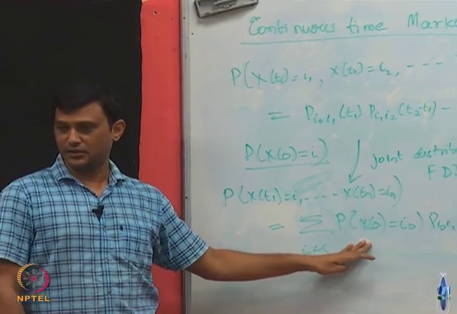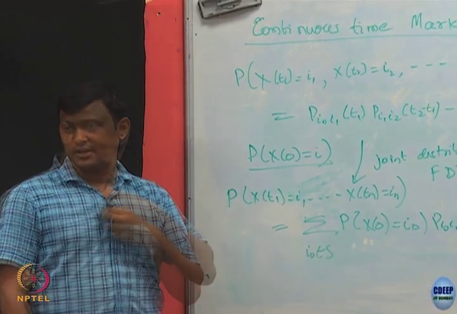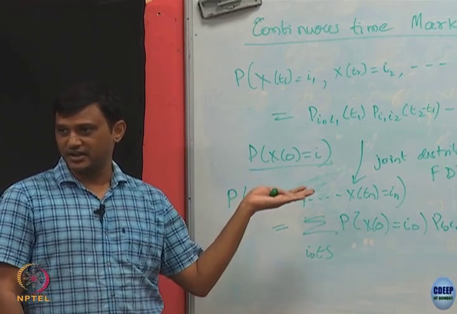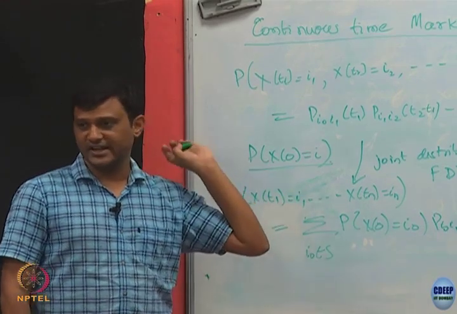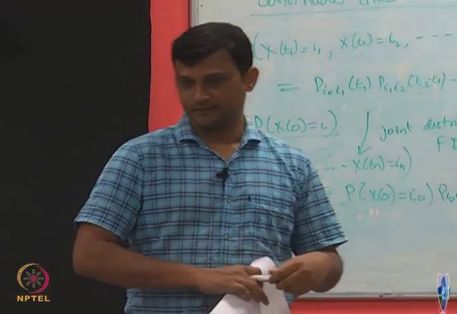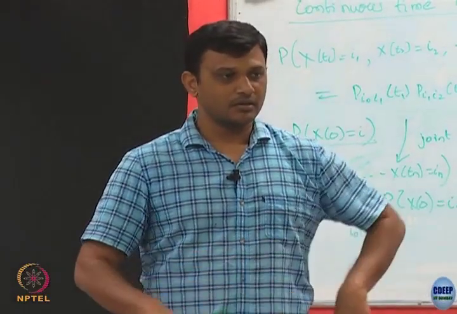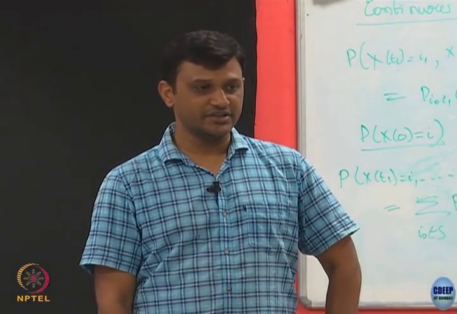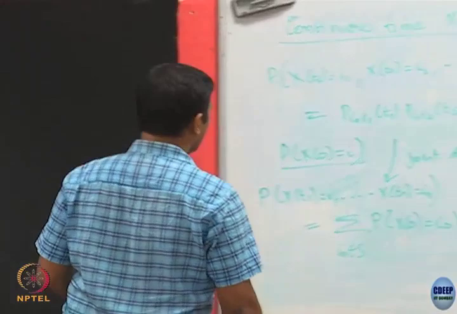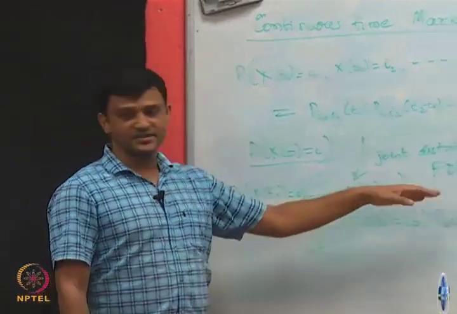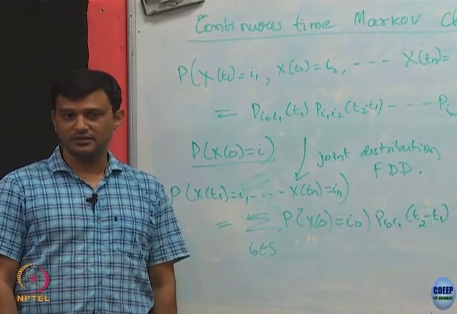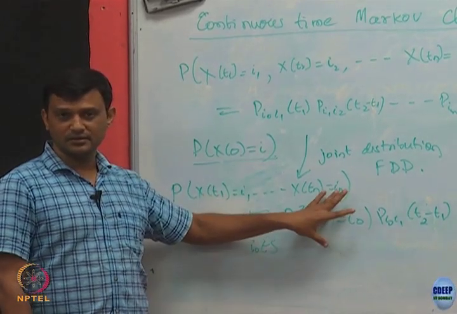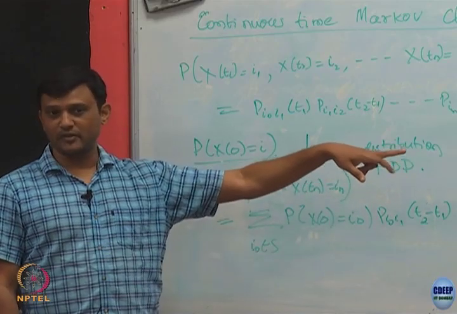So we always said that, to complete the characterization of your process, you need to give a full description of your finite dimensional distributions, right? To give the finite dimensional distribution for the DTMC, what did we say we needed? We said we need a one step transition probability matrix and your initial distribution. So here also, what do you need to give a complete distribution description of your process? You need to give your initial distribution, and then you need to give your transition probability function here.